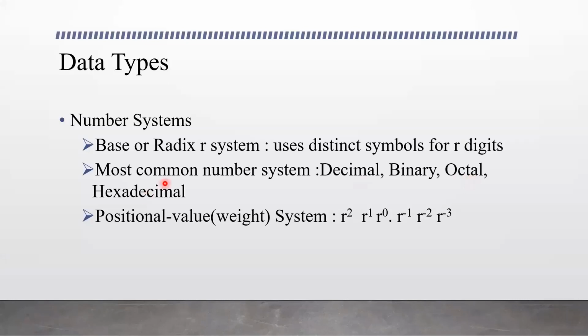So it is represented with the base, okay, the numbers. Decimal number has the base 10 and binary has the base 2, and octal has the base 8, and hexadecimal is represented with the base 16. Okay. So this weight, all you will understand this. We'll discuss it after a few slides.